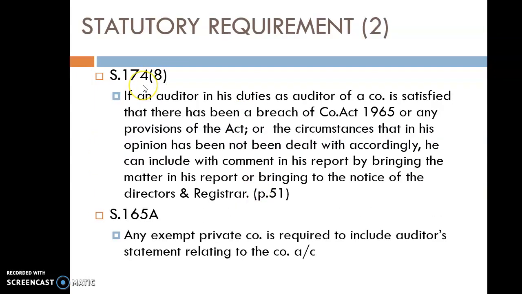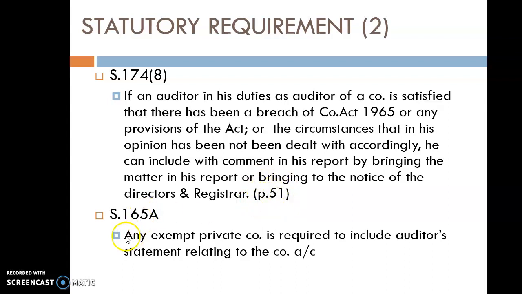By section 174 subsection 8, if the auditor in his duties as auditor of a company is satisfied that there has been a breach of contract, meaning a violation, in the Act 1965 or any provision of the Act, or circumstances that in his opinion have not been dealt with accordingly, the auditor can conclude with a comment in his report, by bringing the matter in his report or bringing it to the notice of the directors and the registrar. So basically you can read further information in the textbook, page 51.